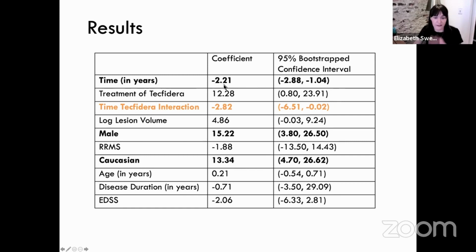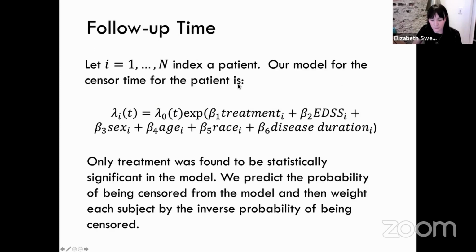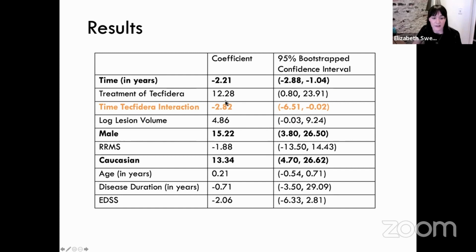On average, it reduced by 2.21, holding all other factors constant. But we do see that our interaction term, our term of interest, is also statistically significant. So beyond what we saw in the copaxone group, patients in the Tecfidera group saw on average a 2.82 decrease in susceptibility beyond those in the copaxone group, holding everything else constant. Being male was found to be statistically significant, and also race was found to be statistically significant.